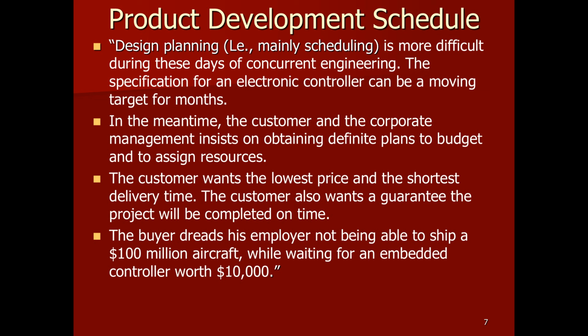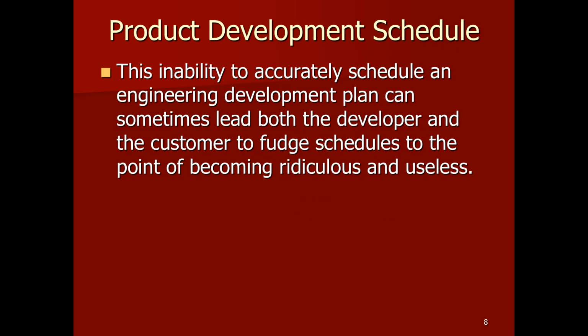But the customer, of course, wants the lowest price and shortest delivery time, and sometimes it's difficult to meet all those demands. And the one thing that as a company we dread, and the buyer certainly dreads this, is we're not able to ship these things because we're waiting for some other little piece. Sometimes this happens where we have a very expensive big product, and yet it's one little thing that hangs us up, and that's very frustrating.